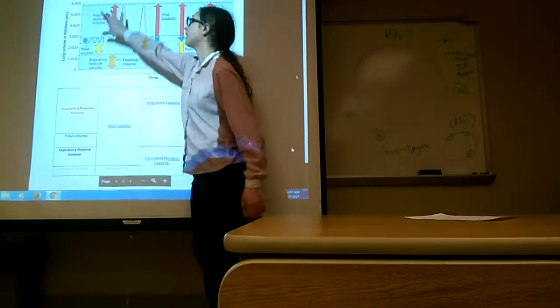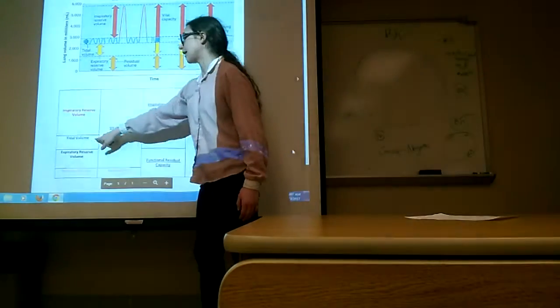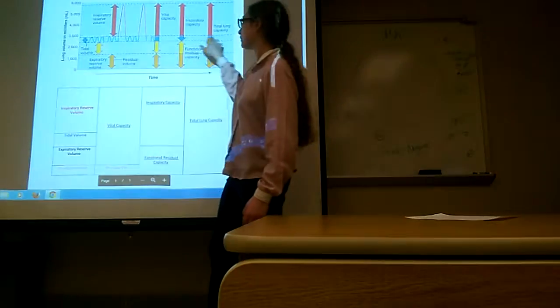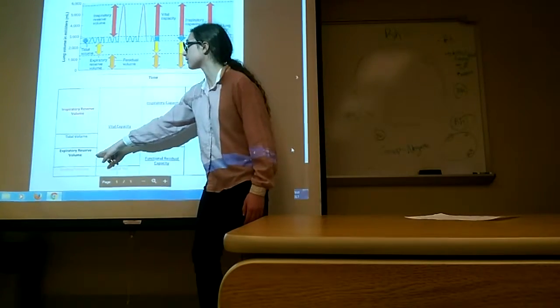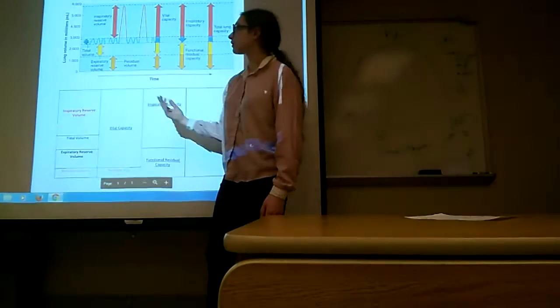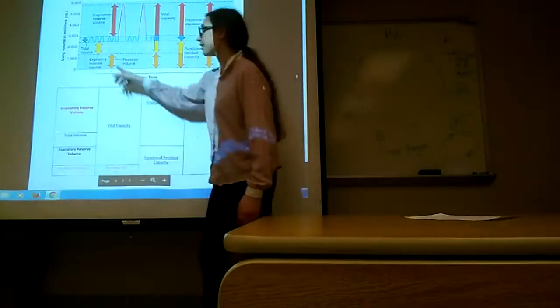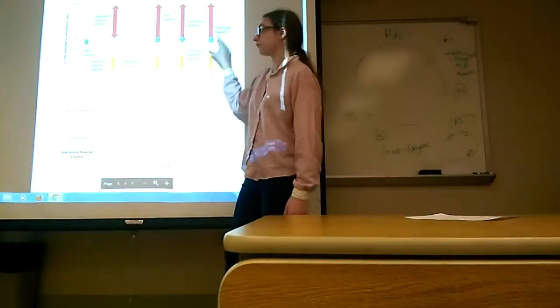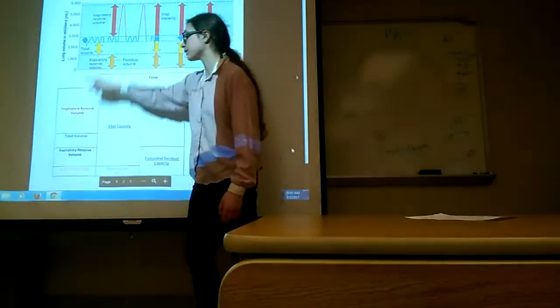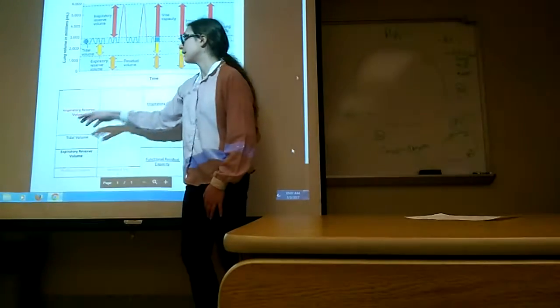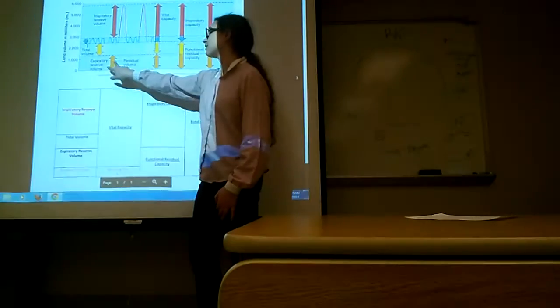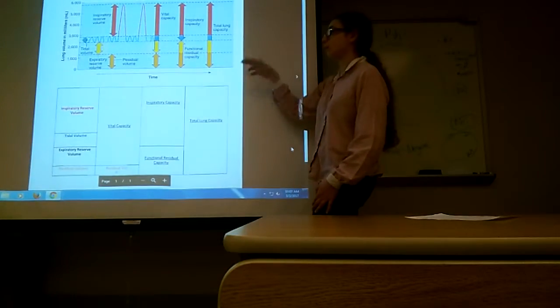Inspiratory reserve volume is red. This is all the red arrows. Tidal volume is blue, all the blue arrows. Expiratory reserve volume, I tried using yellow, but it just looked really bad. So expiratory reserve volume is all the yellow parts of the arrows. And the residual volume is what's left over in your body. This is all of the orange arrows.